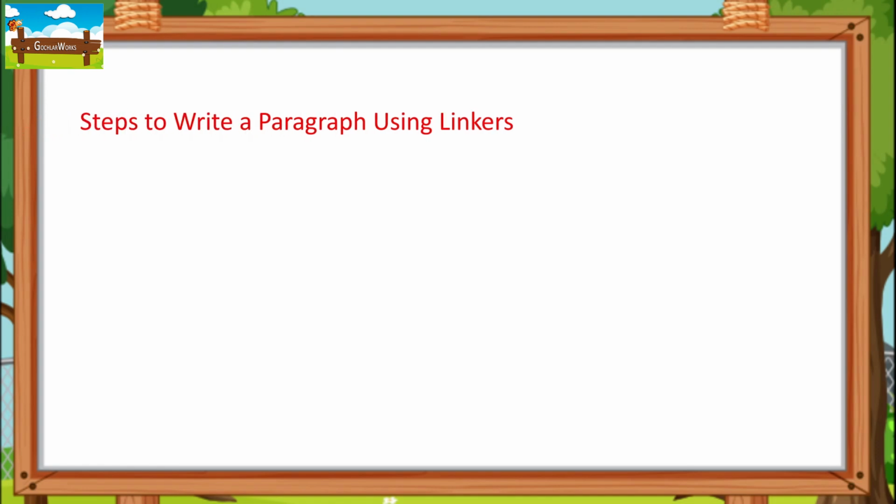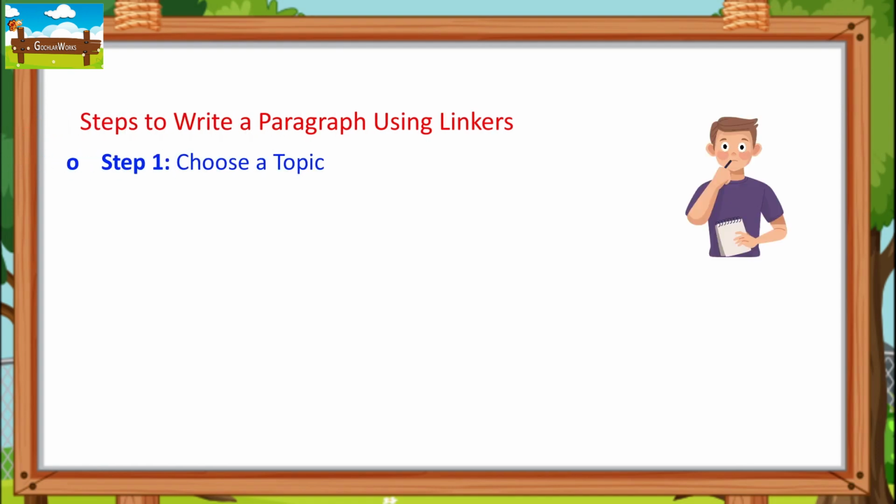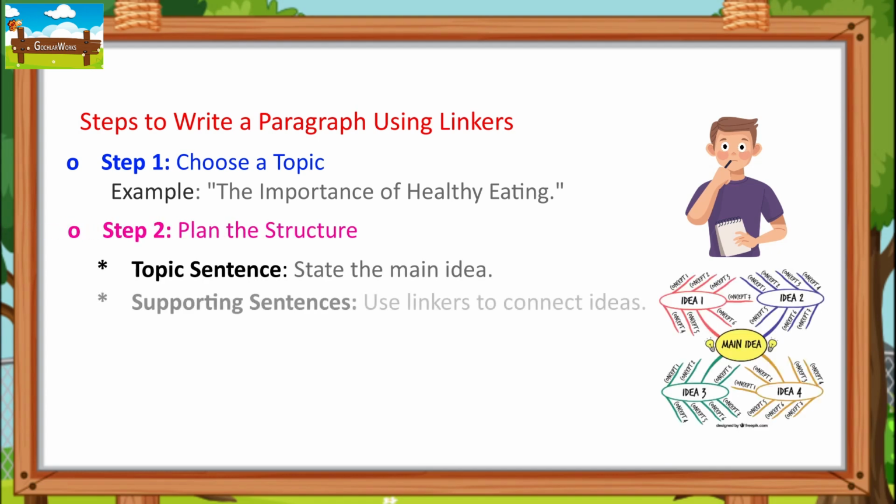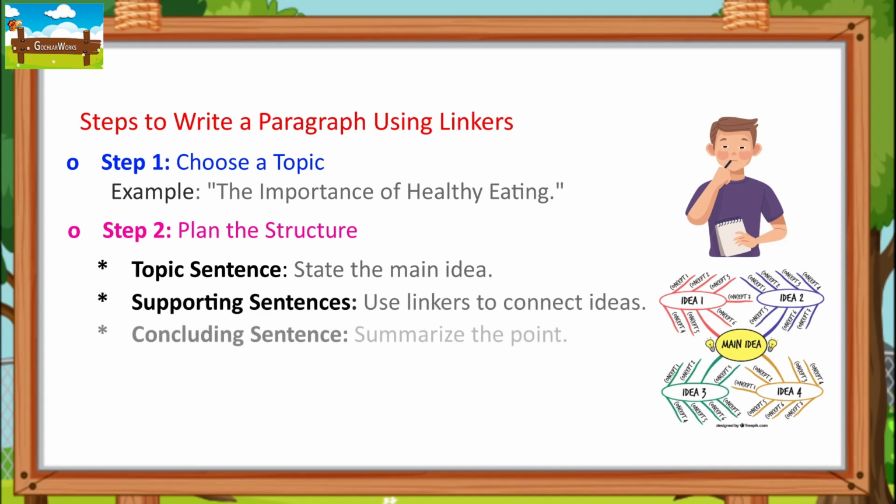Steps to write a paragraph using linkers. Step 1: Choose a topic. Example: the importance of healthy eating. Step 2: Plan the structure. Topic sentence: state the main idea. Supporting sentence: use linkers to connect ideas. Concluding sentence: summarize the point.